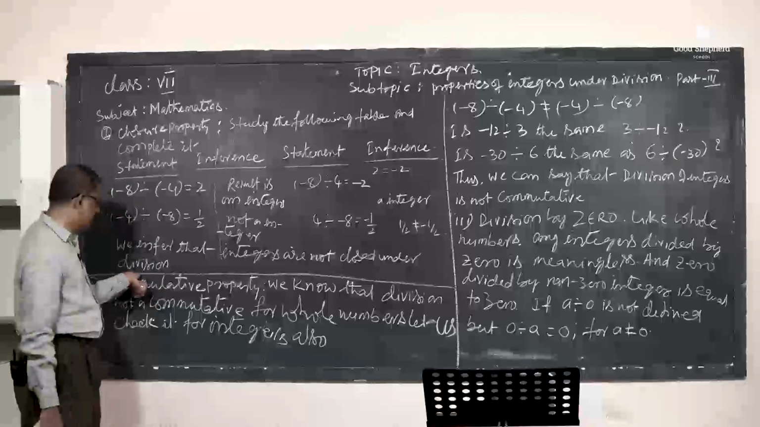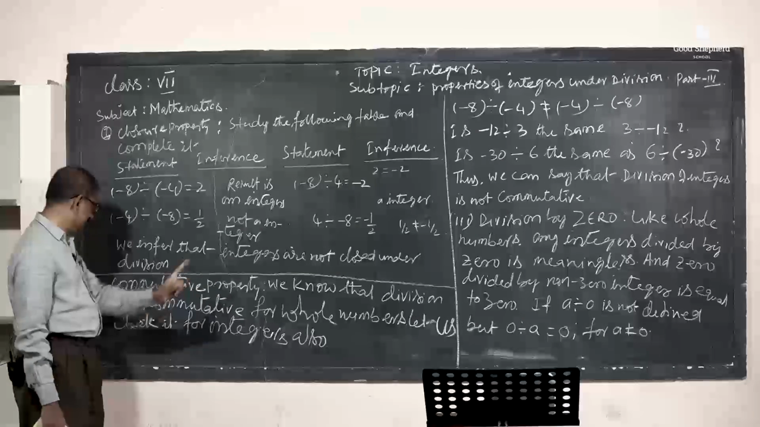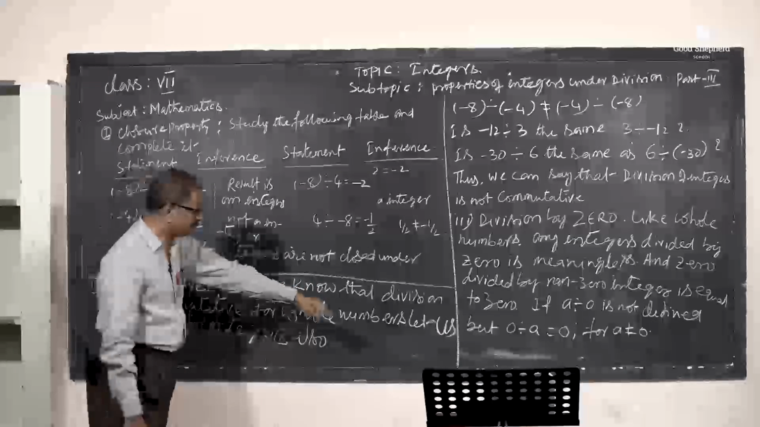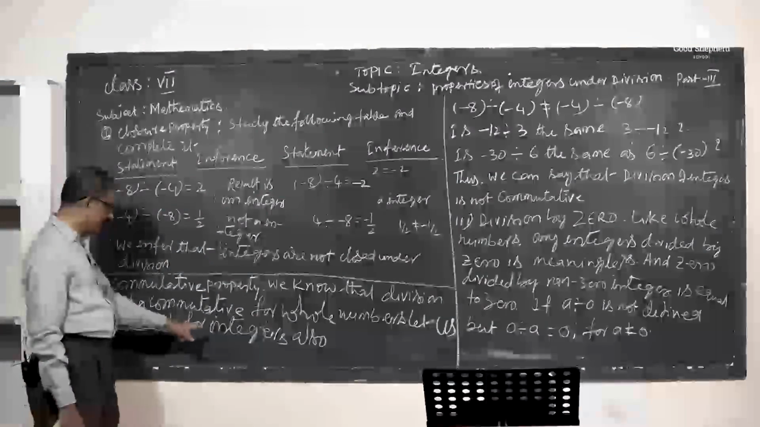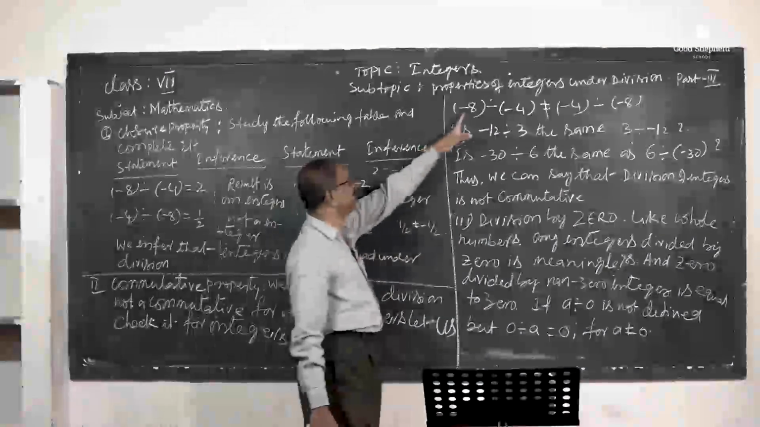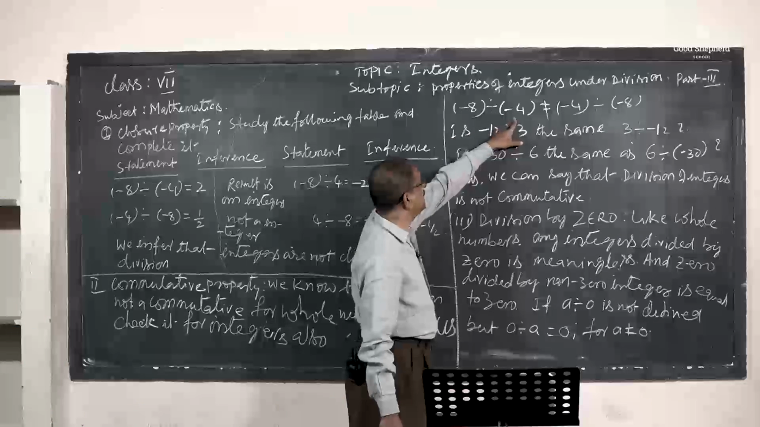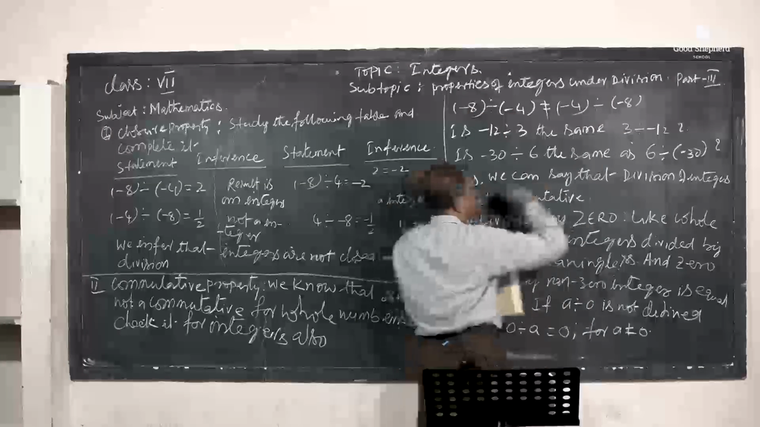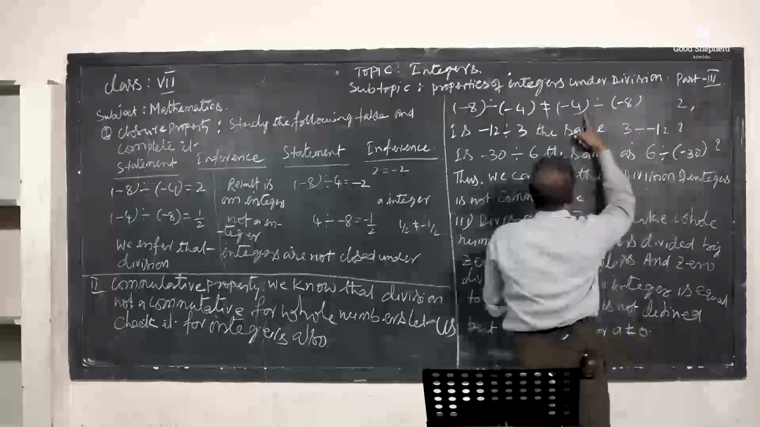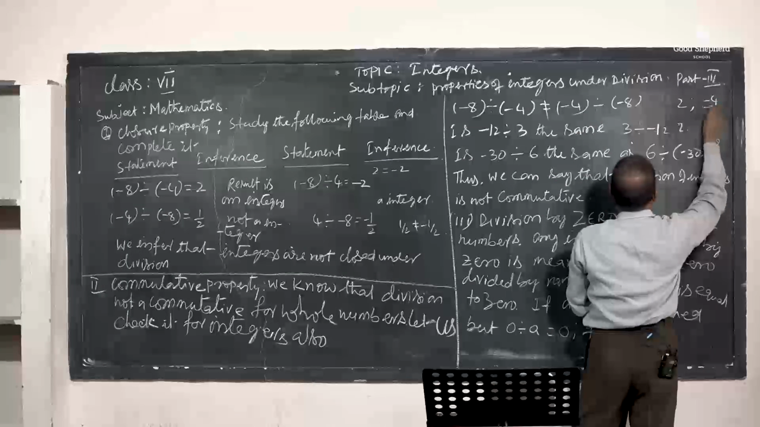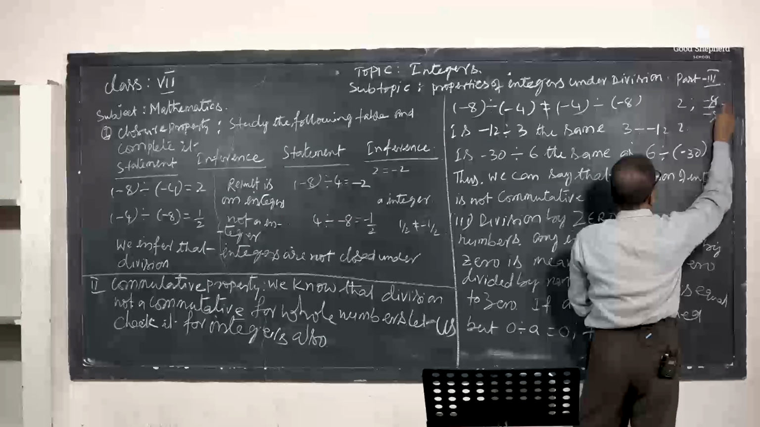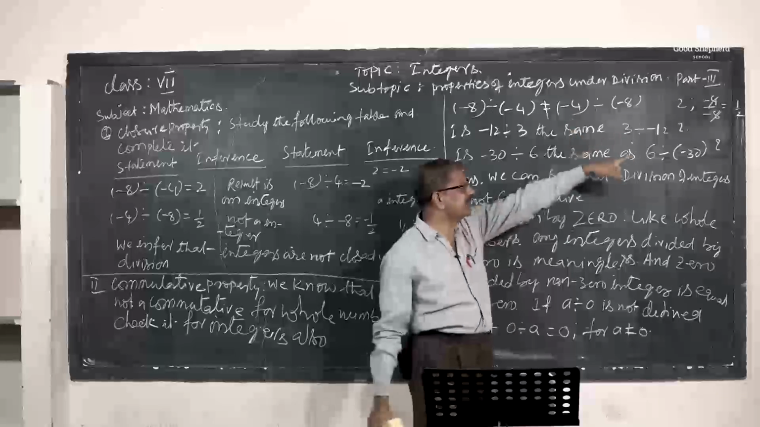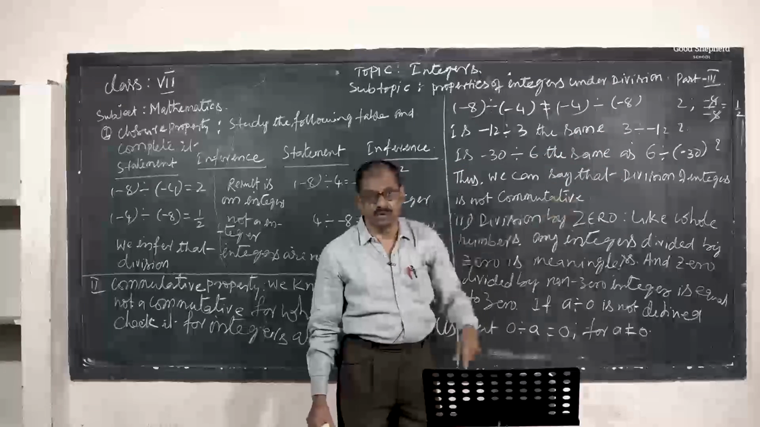Next we go to the commutative property. We know that division is not commutative for whole numbers. Now let us check it for integers also. Minus 8 divided by minus 4, is it equal to minus 4 divided by minus 8? If I divide 8 by 4, we get 2. But minus 4 divided by minus 8 gives 1 by 2. The 2 is not equal to 1 by 2, which is a rational number, while the other is an integer. Both numbers are not equal.